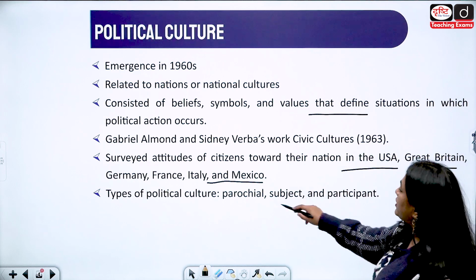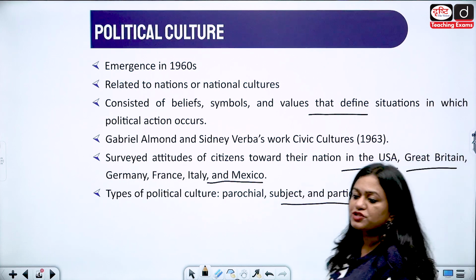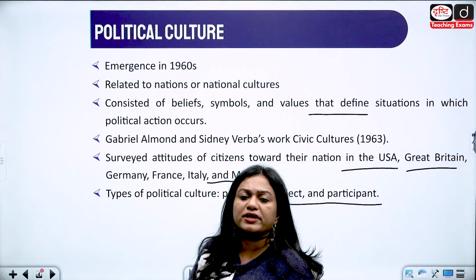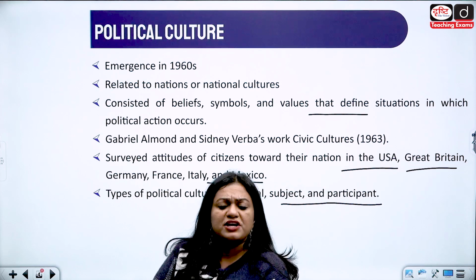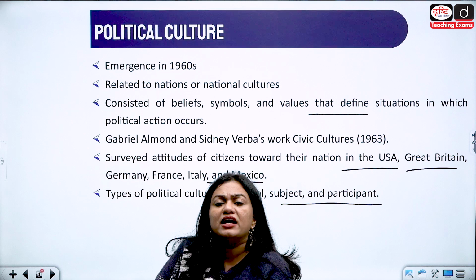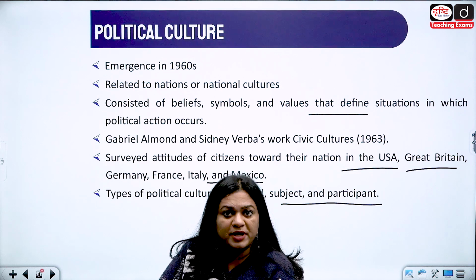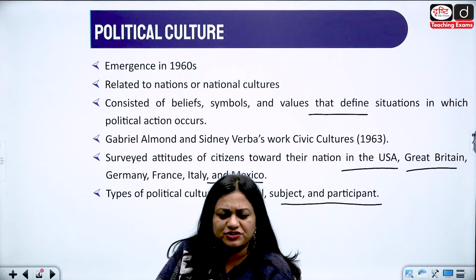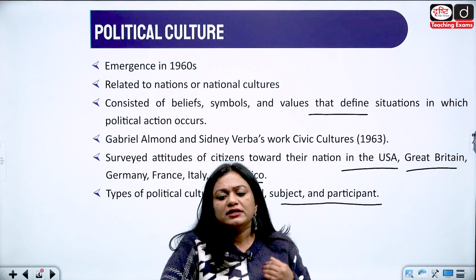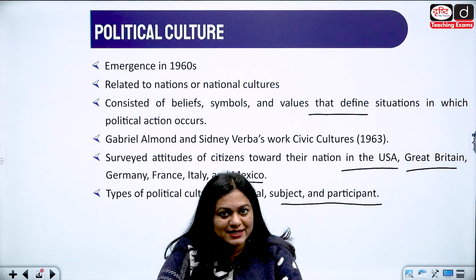The types of political culture that they developed were parochial, subject and participant. Parochial culture is one of the most traditional, where people have very limited knowledge about political decision making, or they don't take much interest in it. Mostly they are moved by ethnic and primordial sentiments.